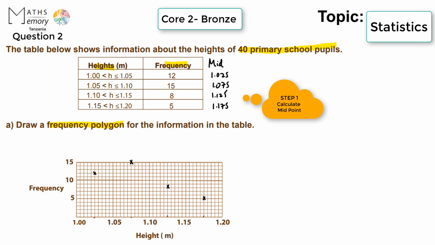We simply draw straight lines to show this. So straight lines from each point. 1, 2, 3. And there we go. That's your frequency polygon. Simple as that.